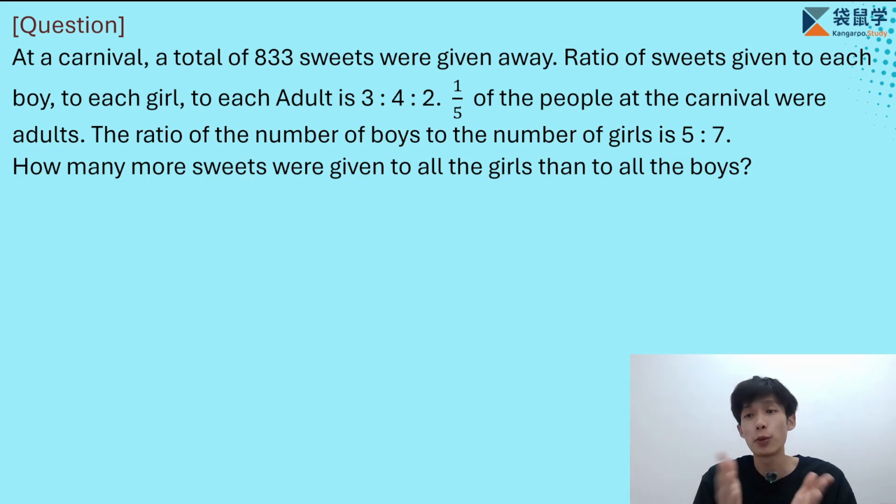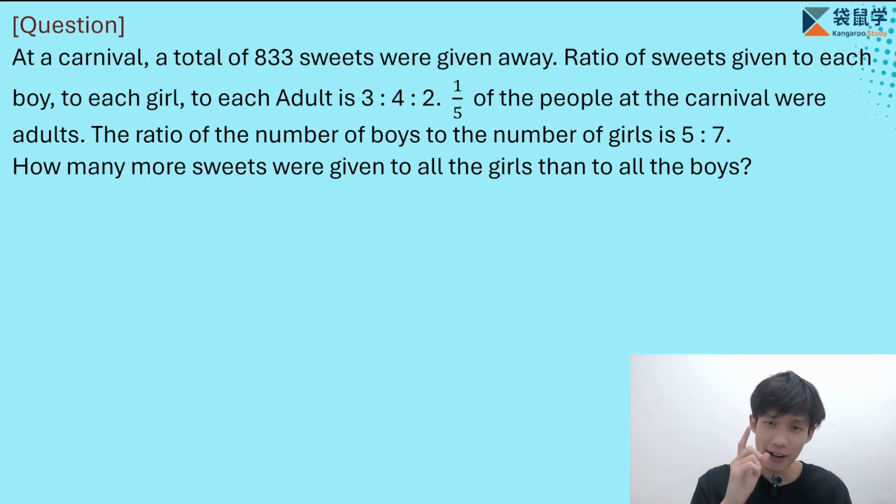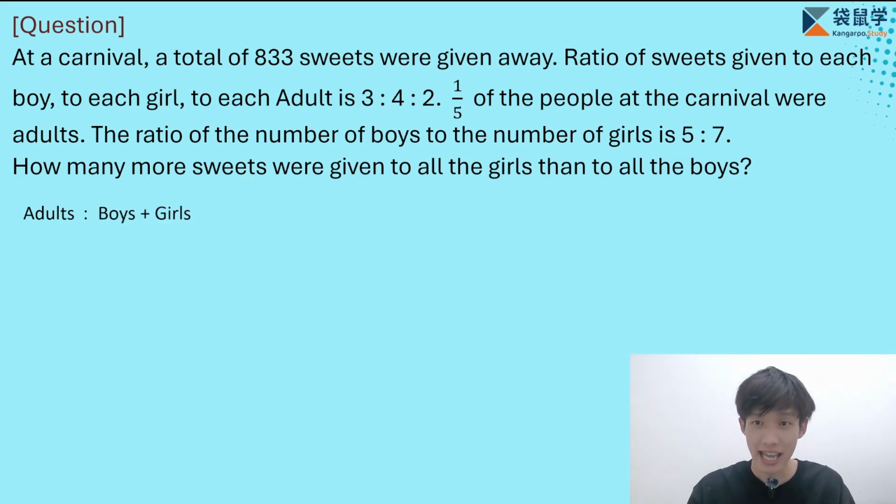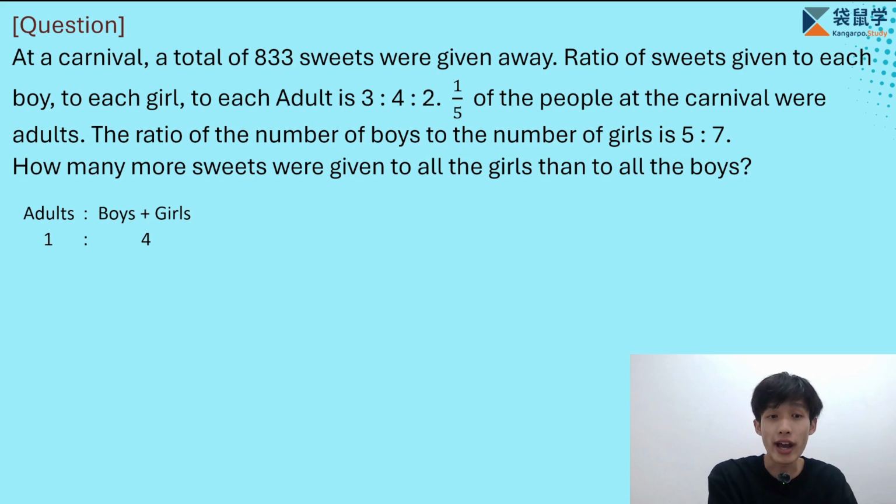We still have adults into the consideration. So let's see what do we know about adults. So 1/5 of the people at the carnival were adults. So from this single fraction, what can we know about adults to the rest of the people? So adults to the rest, which will be including boys and girls. So they should have in what ratio? If adults can be seen as the 1 unit in the numerator, the boys and girls should be how many units? Yes, it should be 4 units instead of 5 units because we minus the adults from the total 5. And then, we also know boys and girls have the ratio of 5:7.